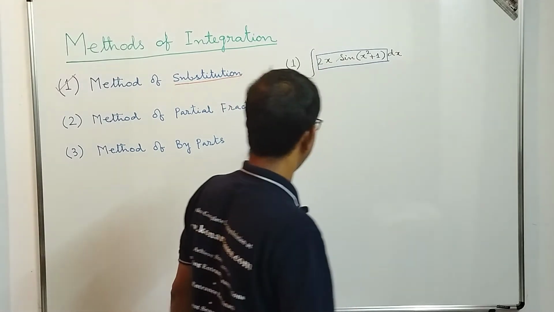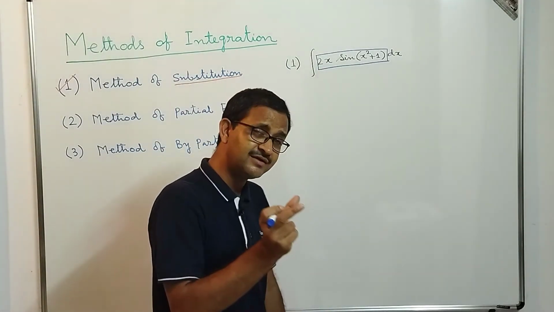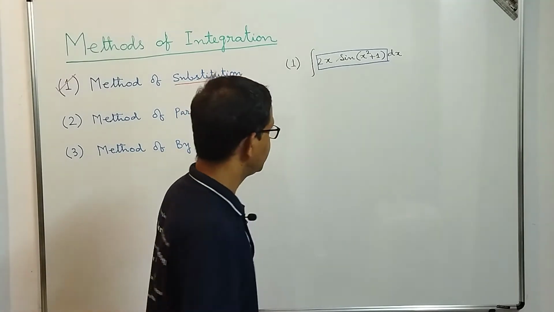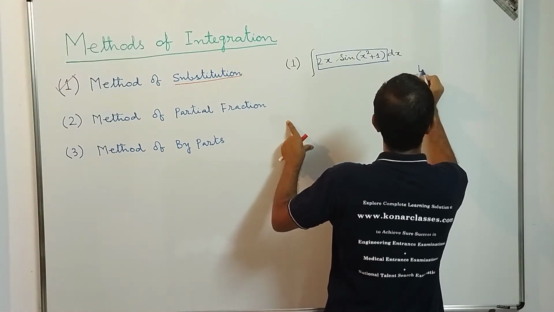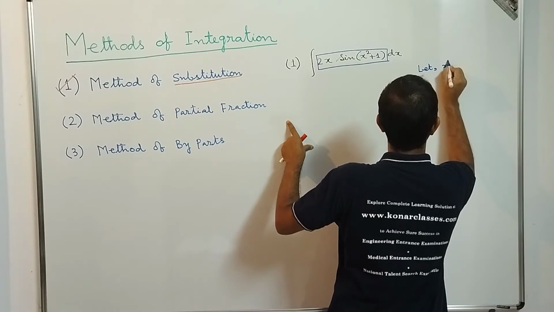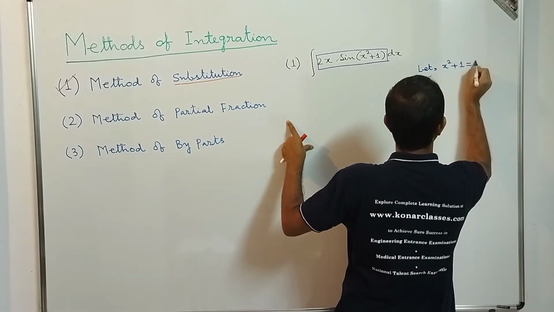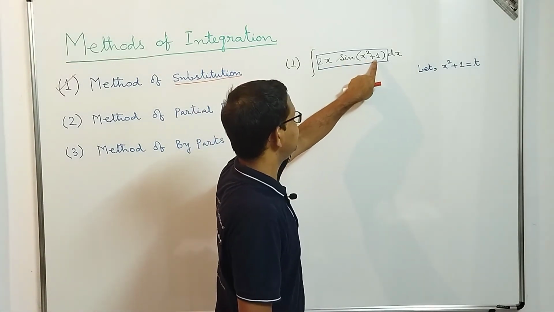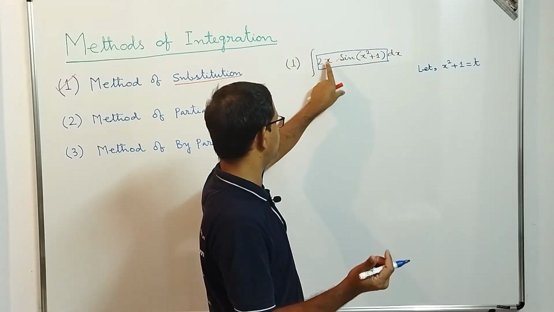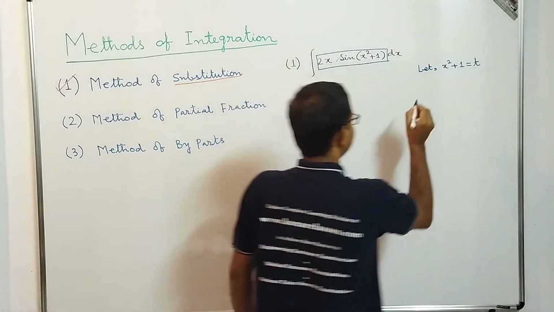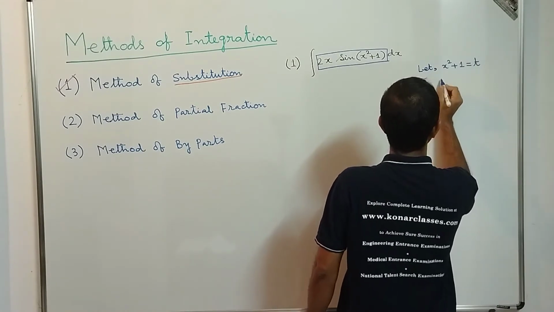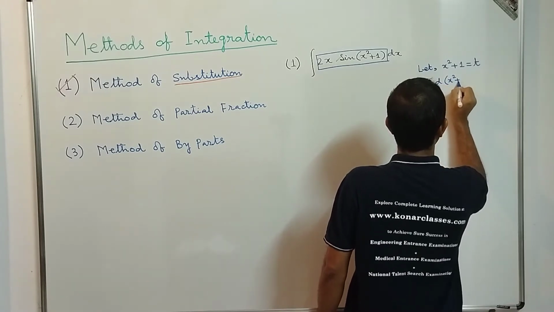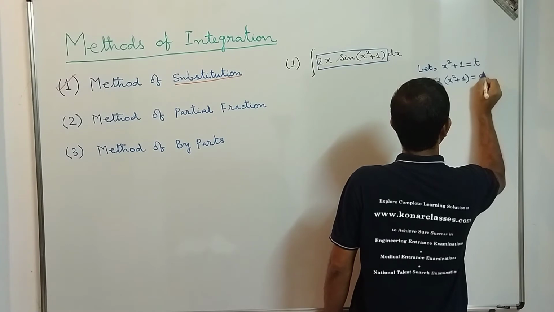So what you should do here, and here comes that little bit of your practice, which gives you the confidence about what kind of substitution you can make. Here what I see is that if we take x square plus 1 equal to t, then one thing we are going to get is sin t, which is a little comfortable. But what about 2x? Let's differentiate. d of x square plus 1 is equal to d of t.